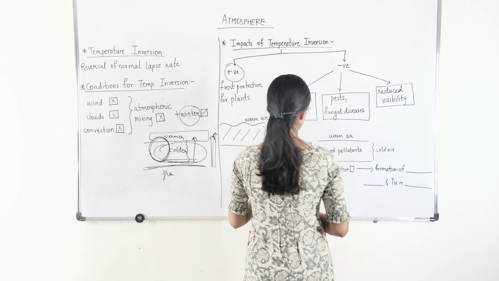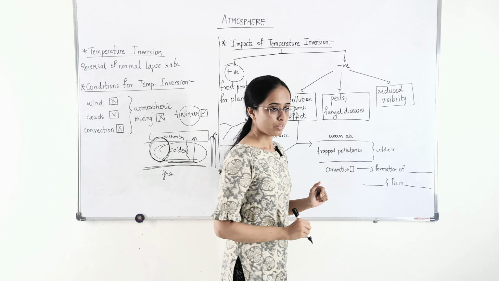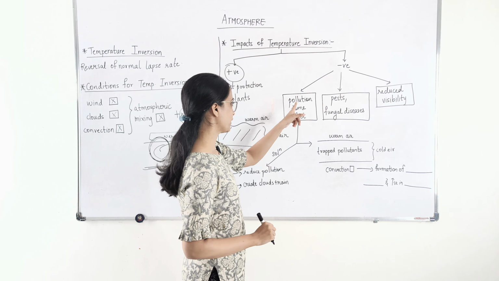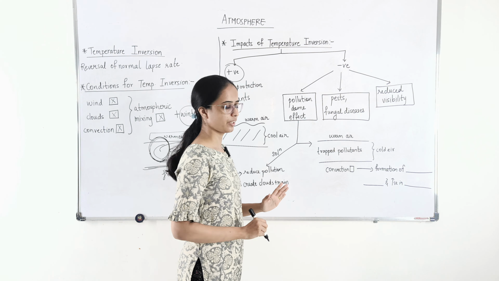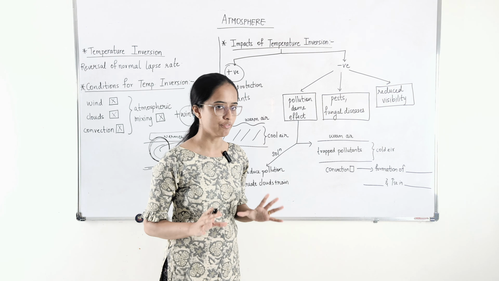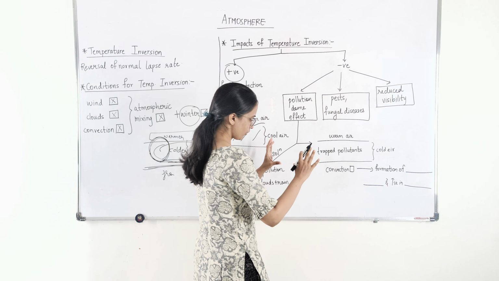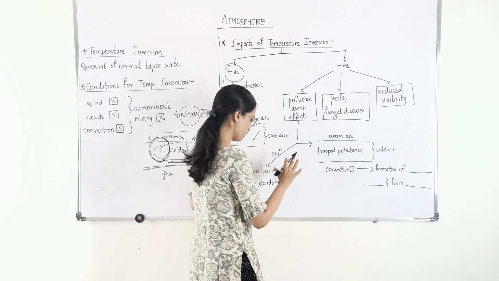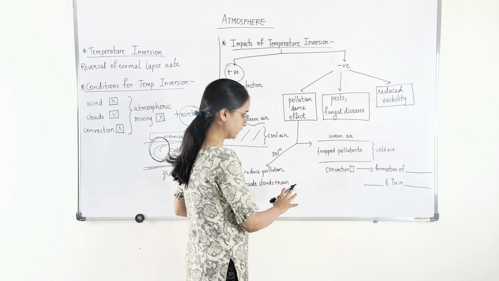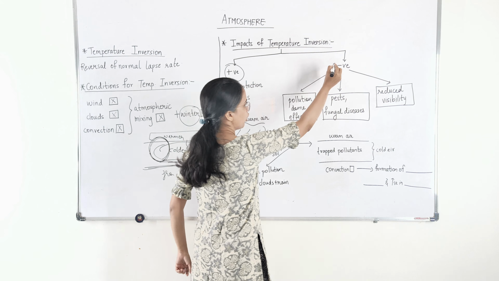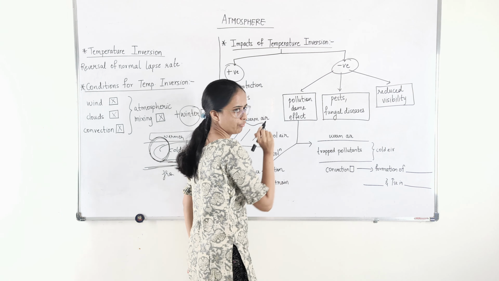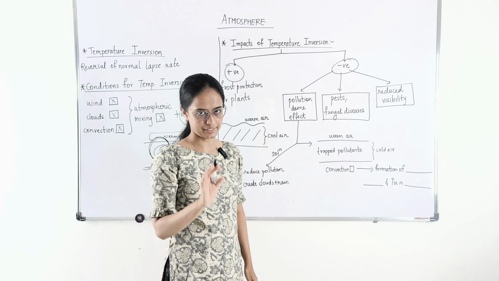Okay, now next, what are the negative impacts? Now the first negative impact is the pollution dome effect. Now what is this pollution dome effect? ये basically क्या है कि I'll first explain what is it, and then we will understand its solution. First of all, we all need to understand कि ये negative phenomena है, मतलब ये अच्छा नहीं है.